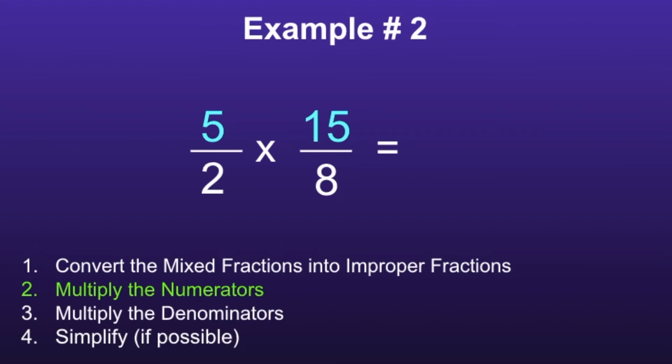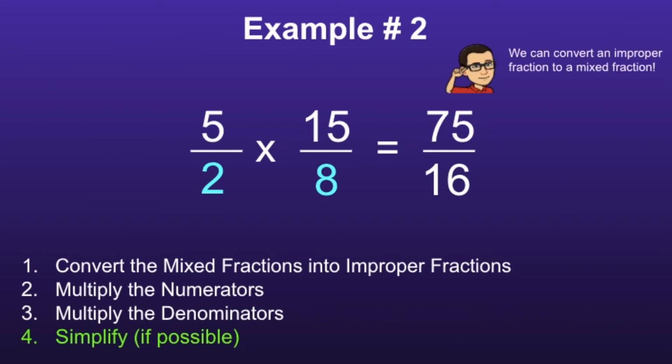Step 2. Multiply the numerators. 5 times 15 is equal to 75. Step 3. Multiply the denominators. 2 times 8 is equal to 16. Step 4. Simplify if possible.